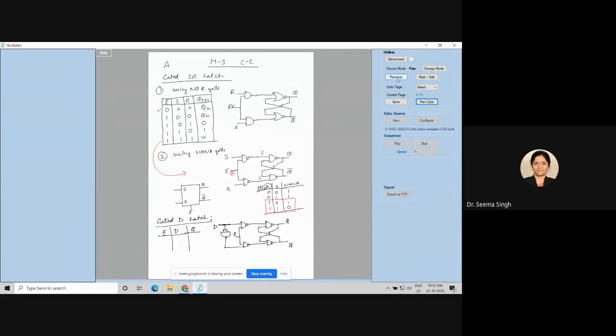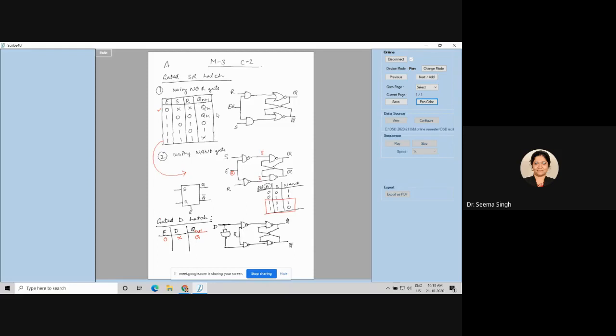Let us make that. If enable is 0, S and R was don't care. If enable is 0, whether at D you are putting 0, 1 does not matter. If enable is 0, both of these inputs were don't care. So it remains don't care here also. And what was your output in this case? Output is same as the previous input. So we will call it as Q only, right?